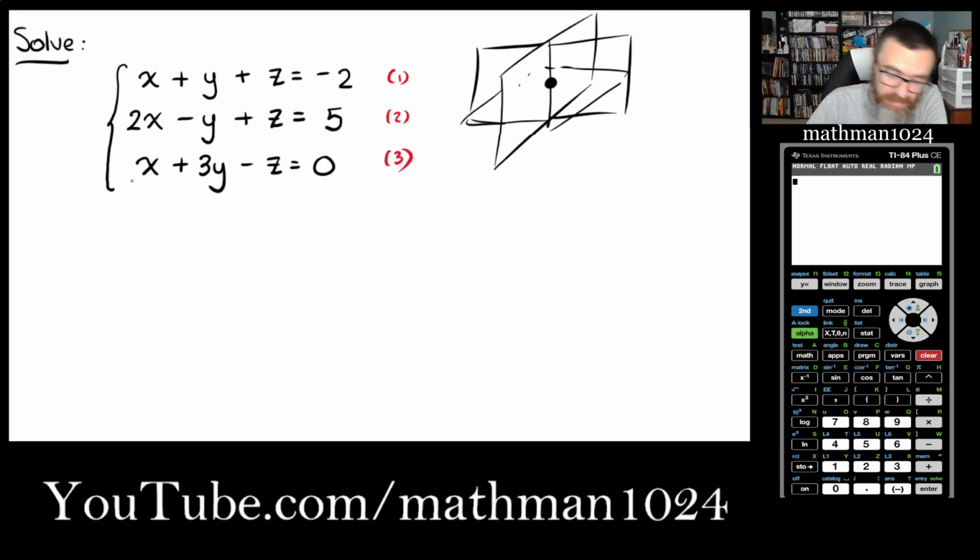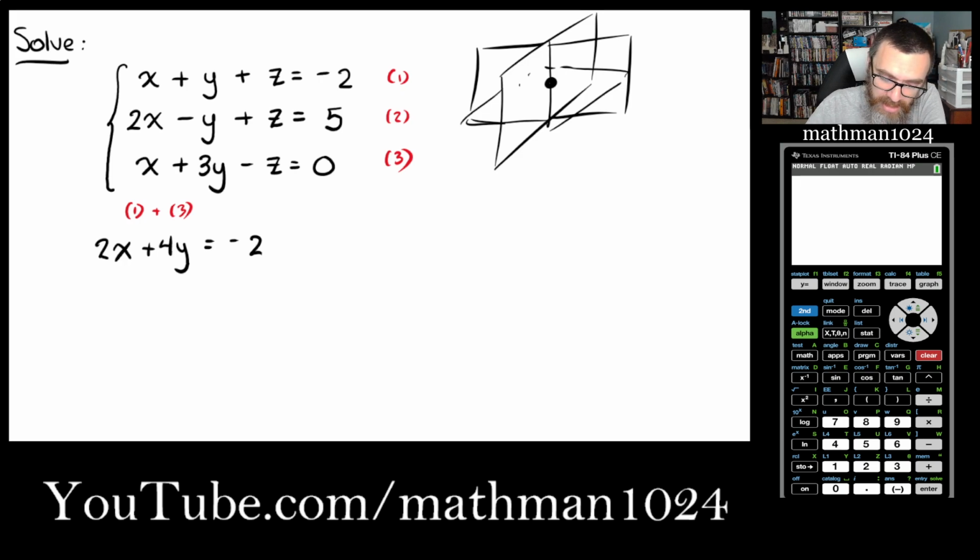Now if we do this, it might help us out here. If I take equation 1 plus equation 3 and combine those two equations, you'll see that the z's are going to go away. So if I combine 1 and 3, that gives me 2x, y plus 3y is 4y, plus z minus z goes away, and -2 plus 0 is -2.